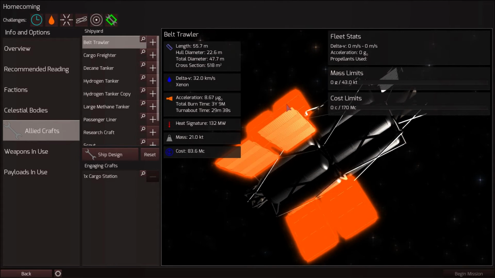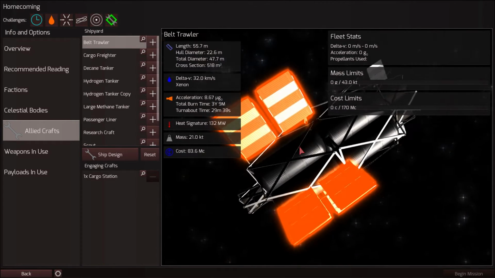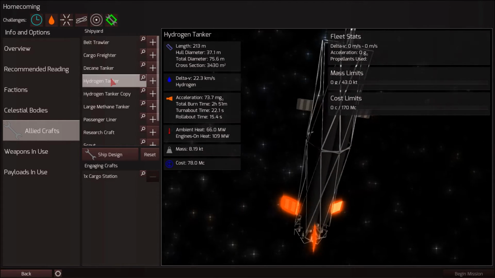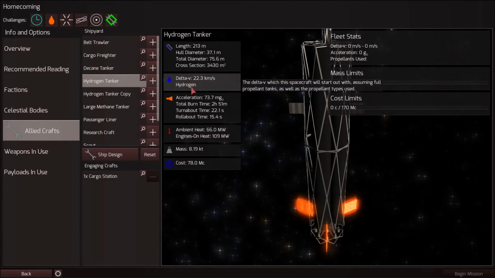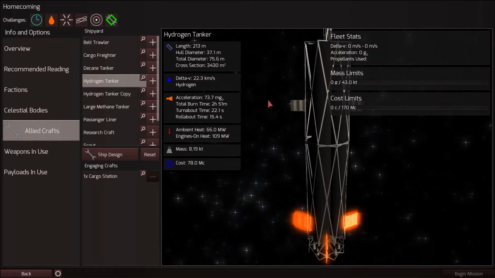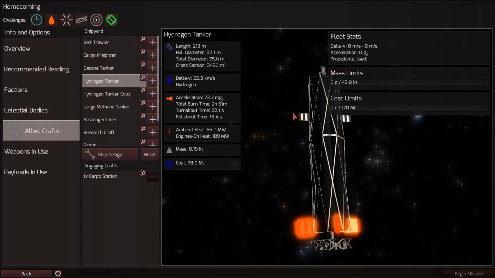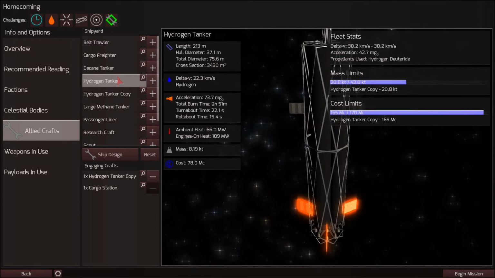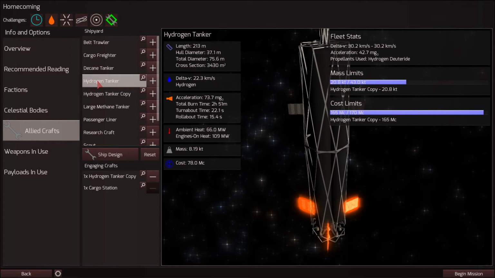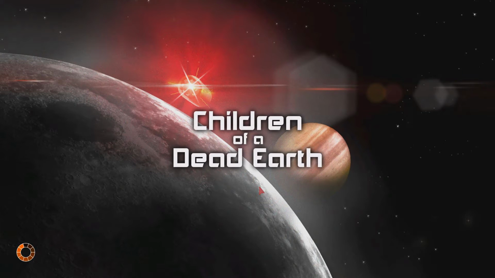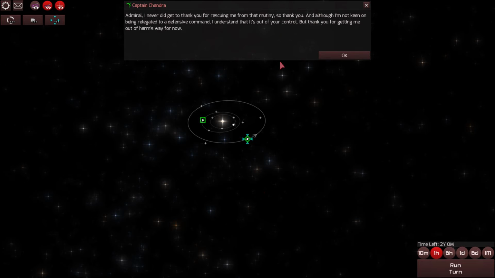Of course, I really had no idea what I was doing. It took me a while to really figure this mission out. Now, I think the hydrogen tanker with 2.23 kilometers per second of Delta V is all that is really needed for this mission. So you can design your own ship to complete this mission, but it is perfectly possible to just do it with the hydrogen tanker, and that's what I'm going to attempt now. I have not actually beaten the mission, but I've set up trajectories that would have won the mission for me.